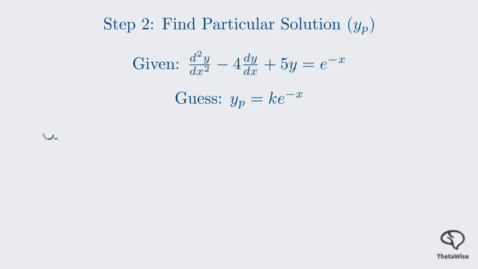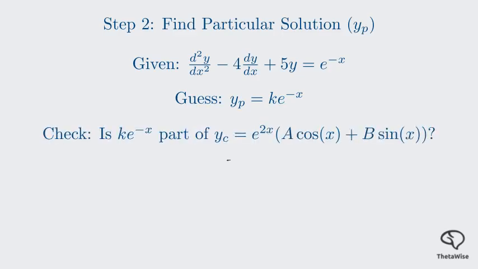Let's check. Our guess is k e to the negative x. Our y c is e to the 2x times a cos x plus b sin x. Clearly, k e to the negative x is not the same form as any part of y c, so our guess is perfectly valid. Now we substitute our guess for y p and its derivatives into the original non-homogeneous equation.